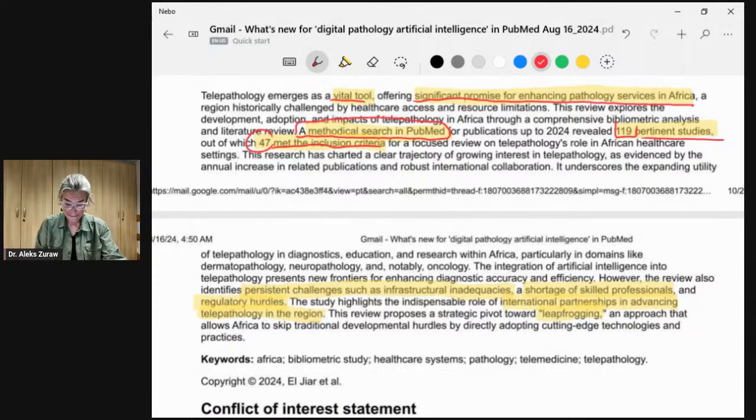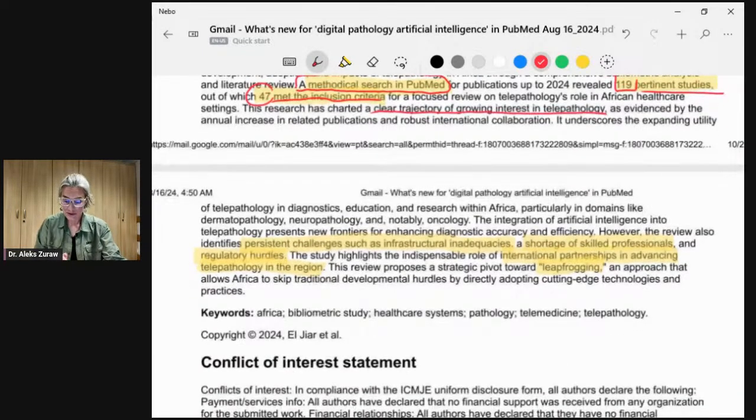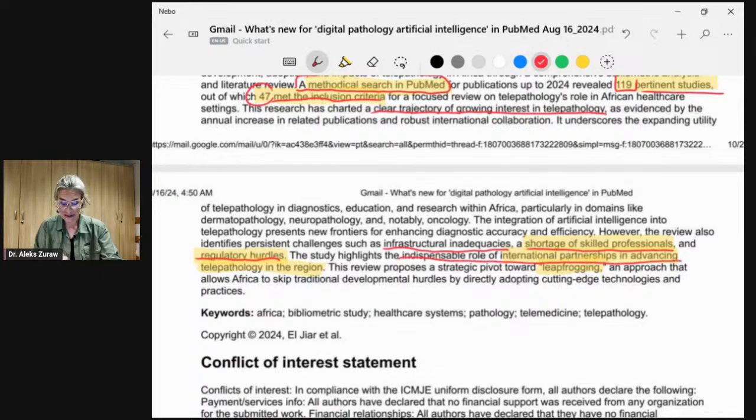So they say that there is a growing interest, which is kind of vague, growing interest in telepathology, but obviously we have challenges. I mean, people in Africa have challenges, and those challenges are infrastructural inadequacies, shortage of skilled professionals, that's a global challenge, not specific to Africa, regulatory hurdles, global as well. And they say that the indispensable role of international partnerships is advancing telepathology in the region.